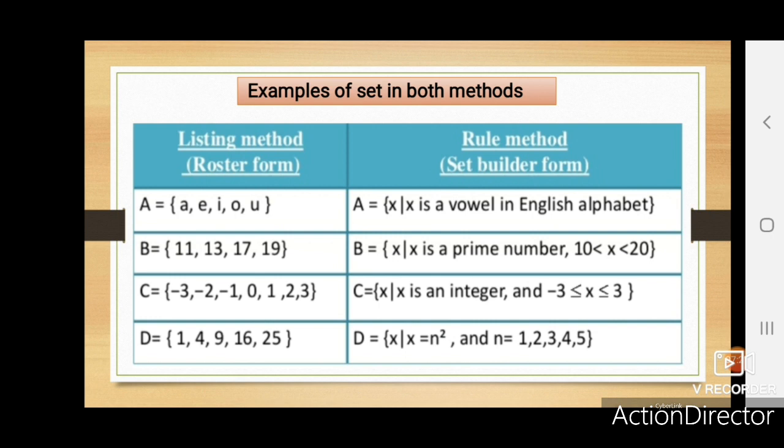D is equal to 1, 4, 9, 16, 25. This set can be written in set builder form as D is equal to x such that x is equal to n square and n is equal to 1, 2, 3, 4 and 5.